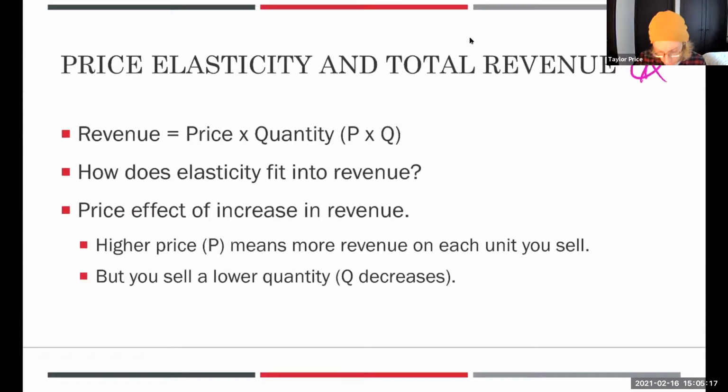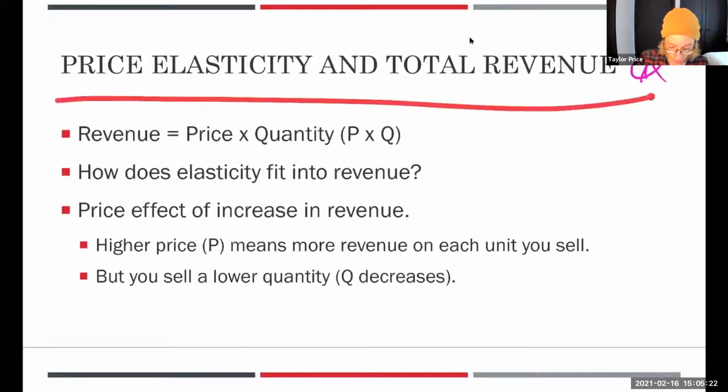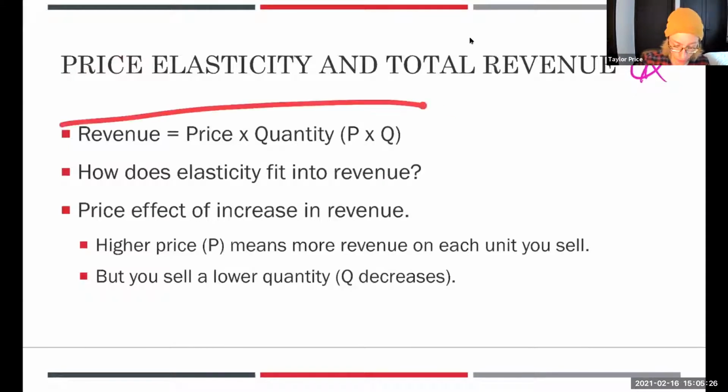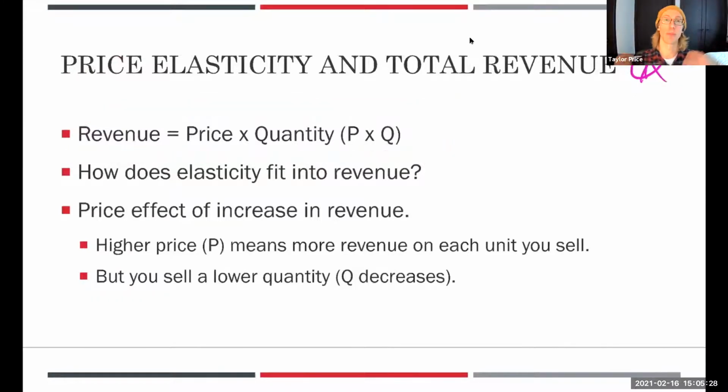Okay, so the next thing I wanted to talk about was price elasticity and total revenue. So just a brief refresher for revenue. Revenue is just price times quantity. So the price of the goods a company sells times the quantity of the goods that they sell. So how does elasticity fit into that revenue stream?